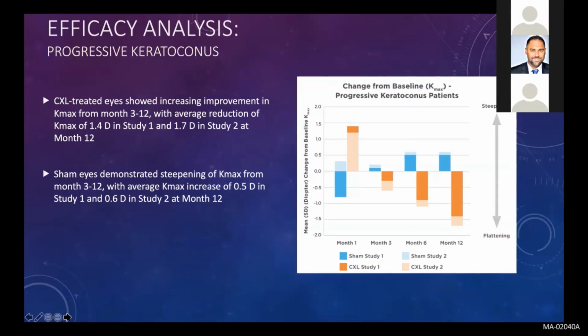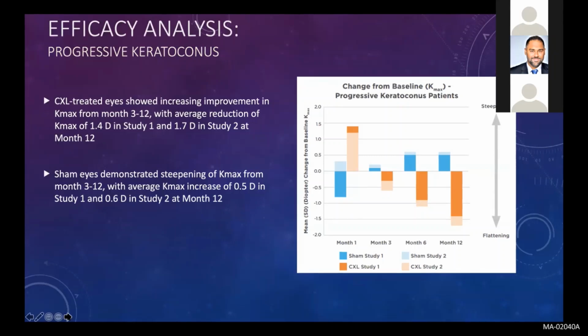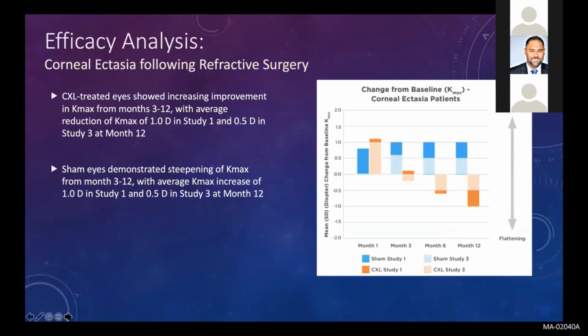So cross-linked treated eyes showed an increasing improvement of Kmax from months 3 through 12 with an average reduction of 1.4 diopters in one study and 1.7 diopters in another study at 12 months. The sham eyes, which were the placebo-controlled eyes, demonstrated a steepening of Kmax from months 3 through 12 with an average Kmax increase of 0.5 diopters in study 1 and 0.6 diopters in study 2 at month 12. So definitely showed an improvement in the Kmax and the corneal steepening.